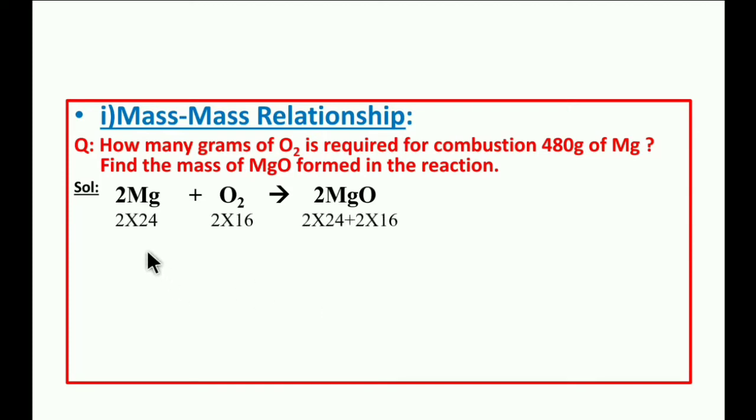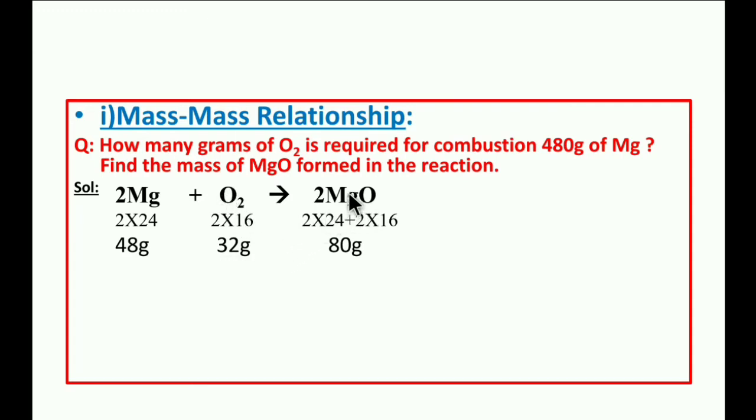And coming to here, let us write the atomic mass of this. Each magnesium has atomic mass 24. 2 magnesiums are present, 2 into 24, so we can take 48 here, and for oxygen 2 into 16. 2 oxygen atoms are there, that's why 32.